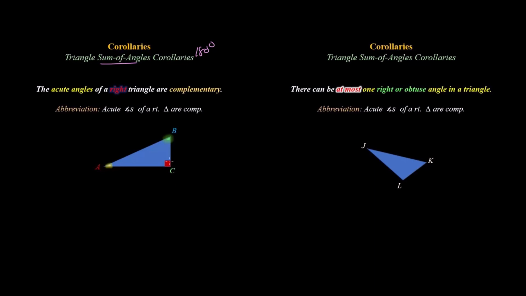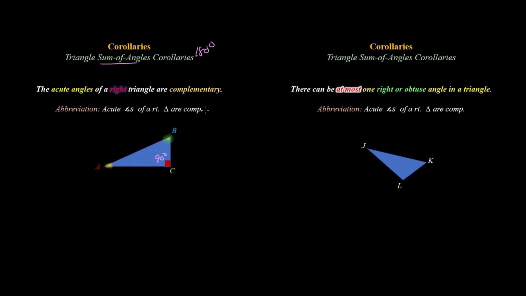For example, if you have a right triangle, that means this is 90 degrees. That means A and B have to add up to 90 degrees, right? If one angle is 90 degrees, the other two must add up to 90 degrees. Well, if A and B add up to 90 degrees, that means they are complementary, because that's the definition of complementary angles, right? Complementary angles add up to 90 degrees.